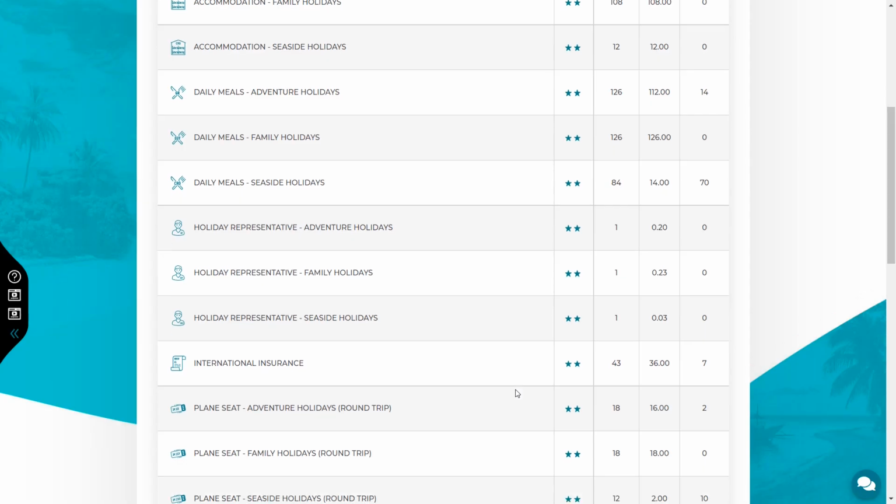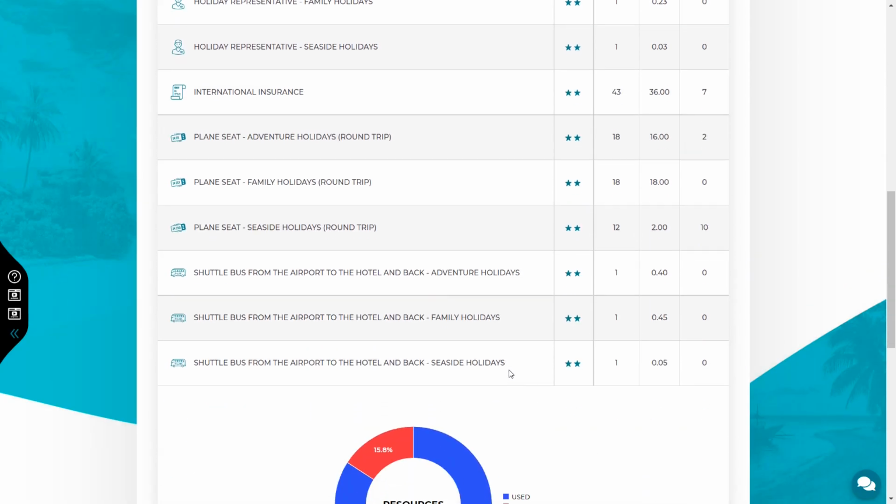A similar situation was with the fifth resource, that is with the shuttle bus from the airport to the hotel and back for the seaside holidays. We ordered 1 bus which could easily transfer up to 40 people, and only 2 customers used it, but because the bus was used, there is no return. However, the transfer could easily take a larger group, so there was no problem with this resource.